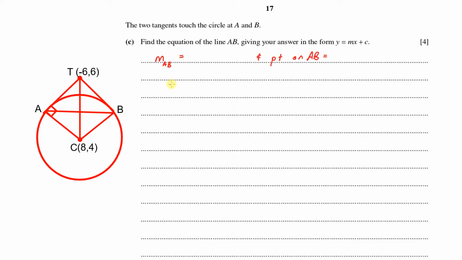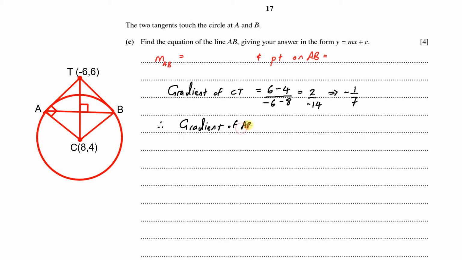In order for us to find the gradient of AB, we can start by finding the gradient of CT. Now we know the coordinates of C, that's the center, are 8 and 4, and T is minus 6 and 6. So for the gradient of CT, change in y over change in x, we can say that 6 minus 4 divided by minus 6 minus 8. And this is going to give us 6 minus 4, that's 2, and minus 6 minus 8, that's minus 14.